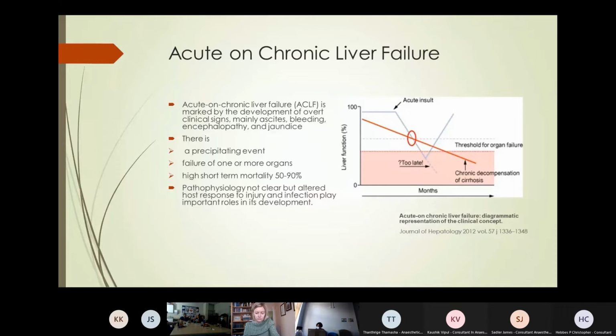What are the causative factors? What we will be looking at is the causative factor, the precipitating event, and it's also associated with failure of one or more organs. Sorry, it's a multisystemic disease. It has quite a high mortality of 50 to 90%. Yes, we'll look at the pathophysiology later.